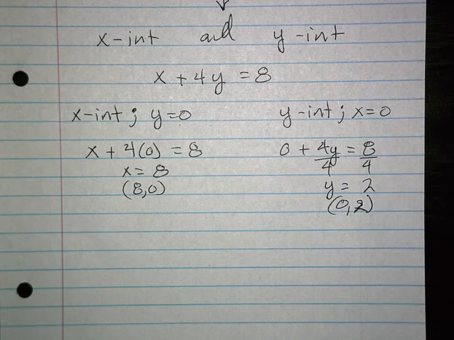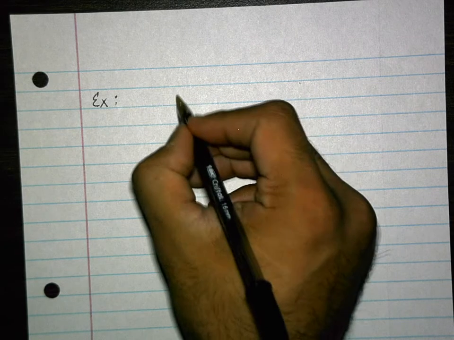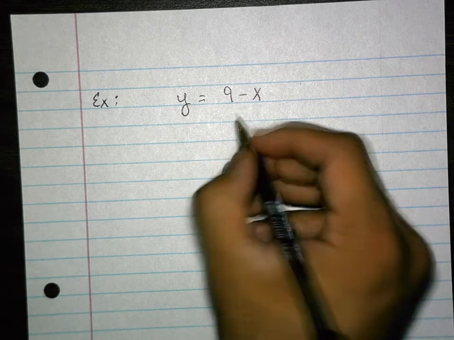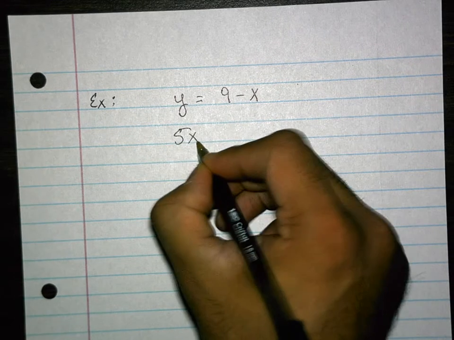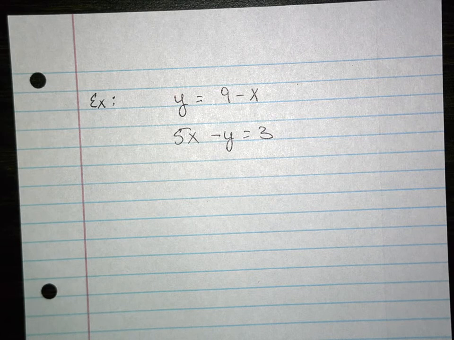Another thing that we have to do in this unit is systems of equalities and inequalities. If you remember, for example, if I had something where I have to solve for x and y, I'm going to get y equals 9 minus x, and if I give you 5x minus y equals 3, this is where I can use substitution or elimination. So I'll do one of each.